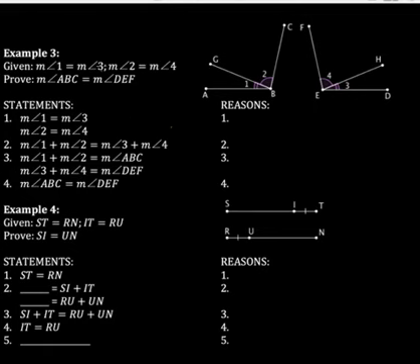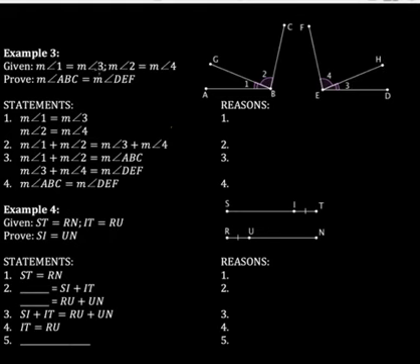So in example 3, we have this diagram here with a bunch of angles happening. We have a larger angle ABC that's been broken into angles 1 and 2. We have another larger angle DEF that's been broken into angles 3 and 4. So you got ray BG breaking angle ABC into two smaller angles, and segment EH breaking angle DEF into two smaller angles.